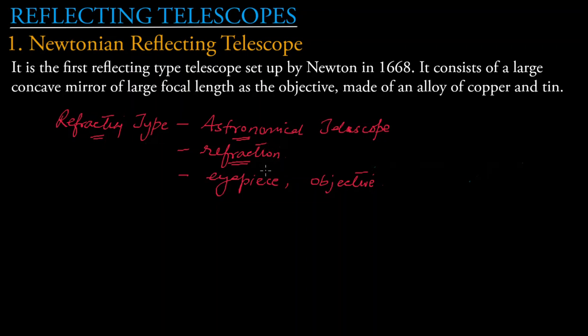Now the first reflecting type telescope is called the Newtonian reflecting telescope. It was set up by Newton in the year 1668. It consists of a large concave mirror of large focal length as the objective. So that means the concave mirror behaves as the objective, which is made of an alloy of copper and tin.